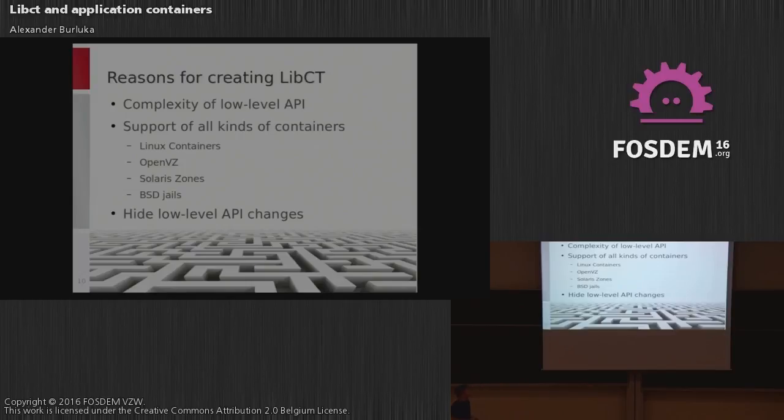I talked earlier about the support of all kinds of containers. We can support only Linux containers and OpenVZ currently. Well, there are low-level API changes, for example, C groups. C groups currently can be set via the file system and via the systemd interface. I suppose you know about it.